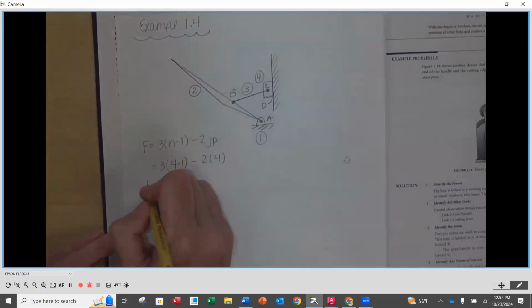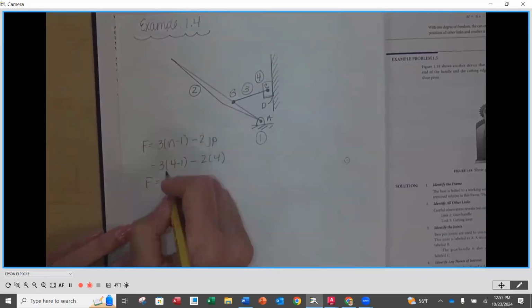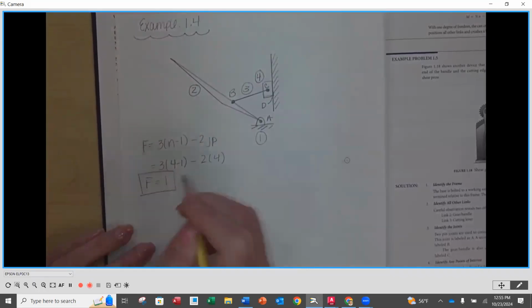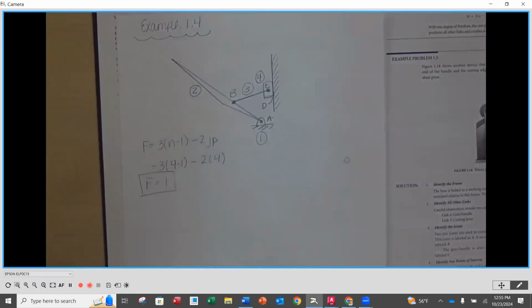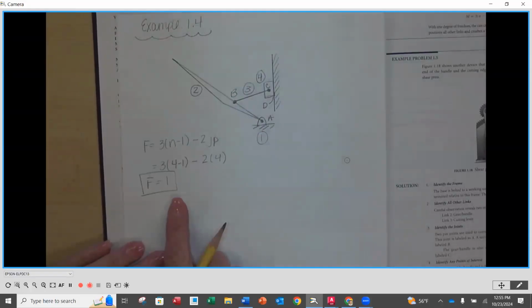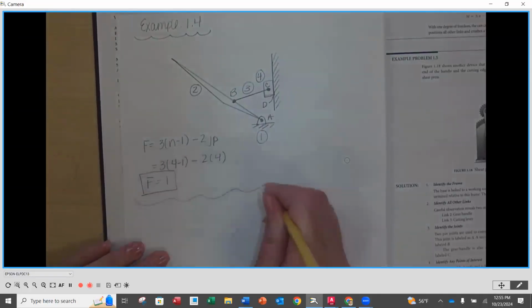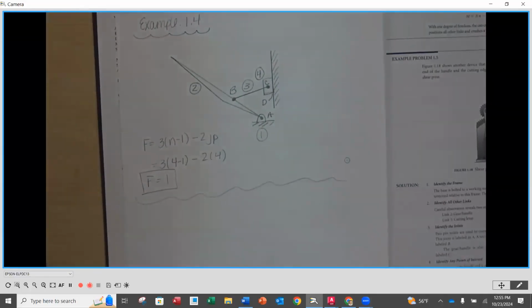So my F is going to be 9 minus 8. So my F is going to be 1. So put a box around that to let me know. And then this would be another thing that you would, again, make sure I understand that this is the mobility equation for example 1.4. And that's going to be what you have to hand in along with the screenshot of the AutoCAD work that you did. All right. Any questions so far?